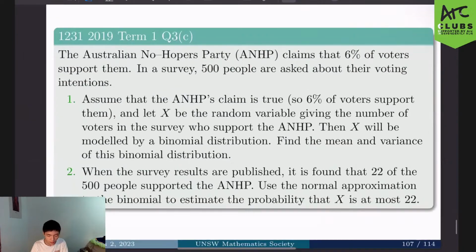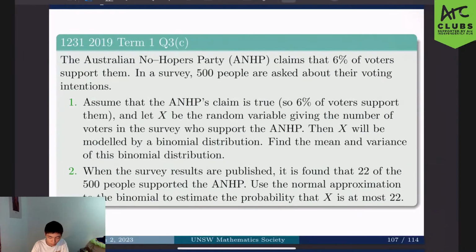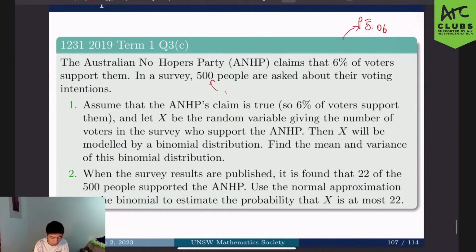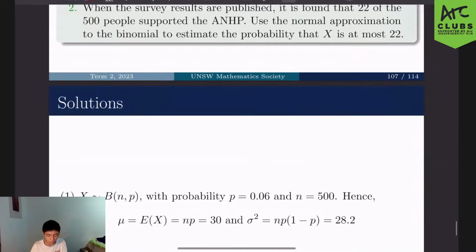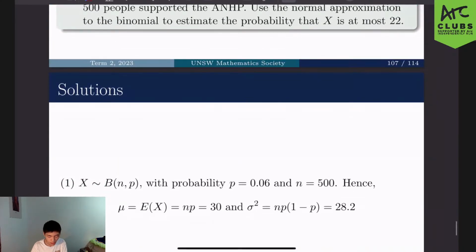Okay, so here, 6% of voters support them. So p is 0.06, right? So this party says that a 0.06 proportion of people support them. 500 people are asked about their voting intention, so that's n. Suppose that they're true. What we want to do is find the mean and variance of this binomial distribution. Remember that the mean is given by np and the variance is given by npq. So we can sub those in and easily find the values of 30 and 28.2.